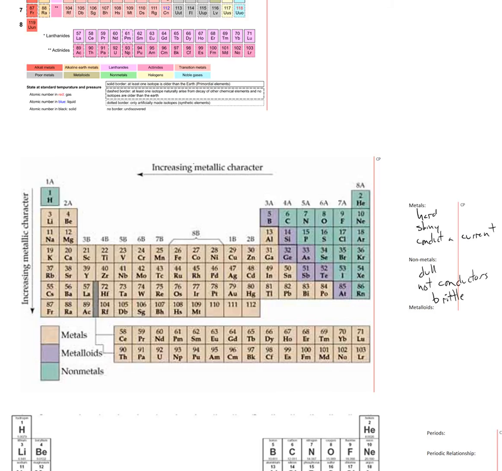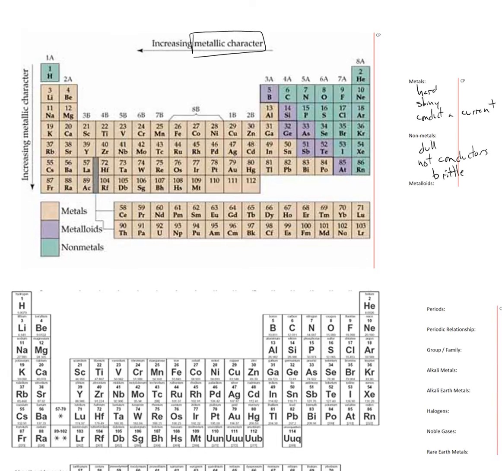So metallic character is one way that we can organize the periodic table, and it's a really good way. And I think the take-home message here is that most of our elements are metals. That's something important to remember.